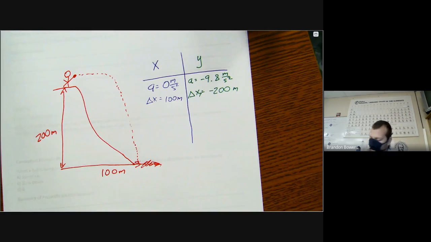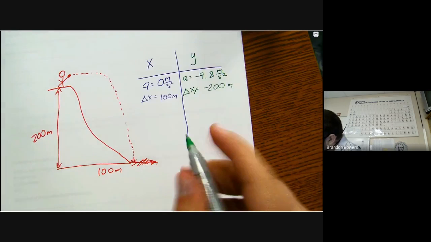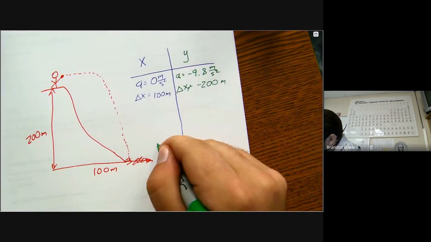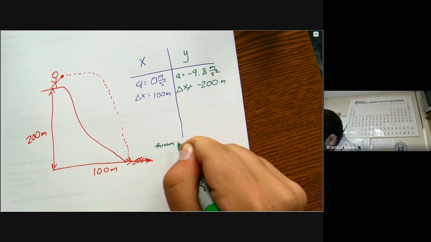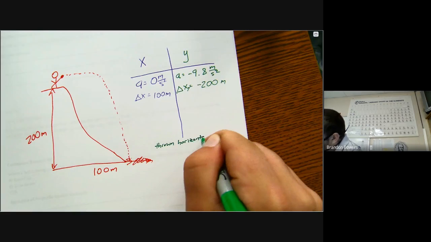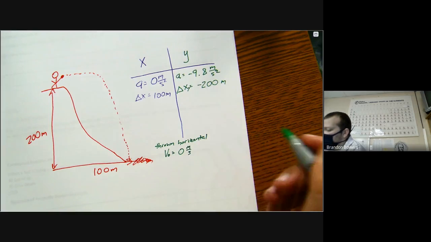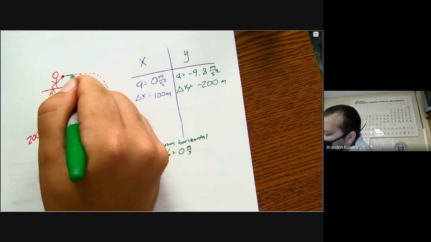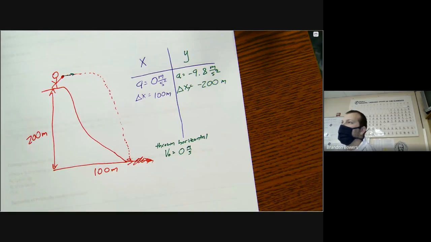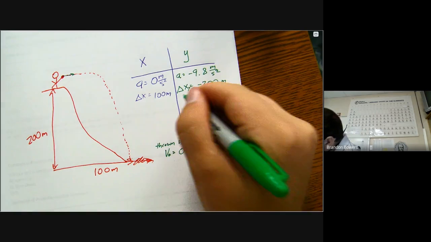Now, one fun fact. When an object is thrown horizontally, the initial velocity in the y direction is 0. Because if it's horizontal, it's not going up or down. Right when you toss it, it's 0, because you threw it sideways. So my initial velocity is 0.